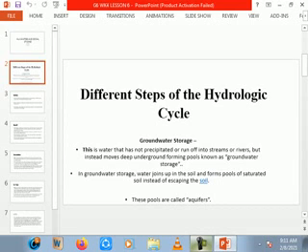This is water that has not precipitated on or run off into streams or rivers, but instead moves deep underground, forming pools known as groundwater storage. In groundwater storage, water joins up in the soil and forms pools of saturated soil instead of escaping the soil. These pools are called aquifers.